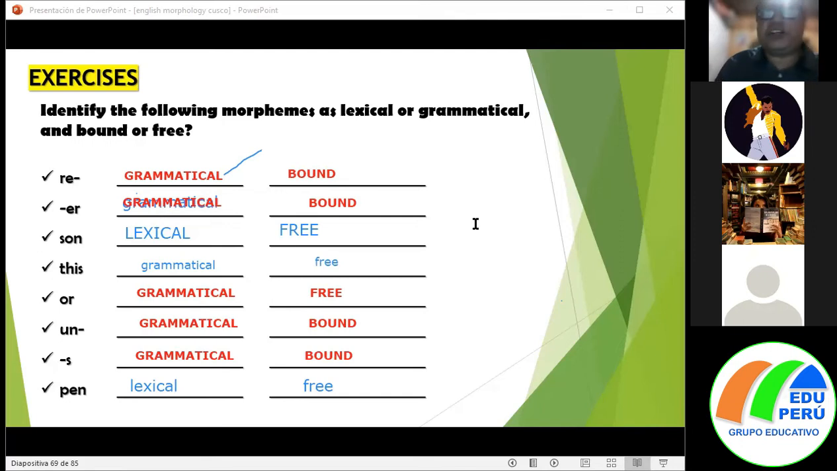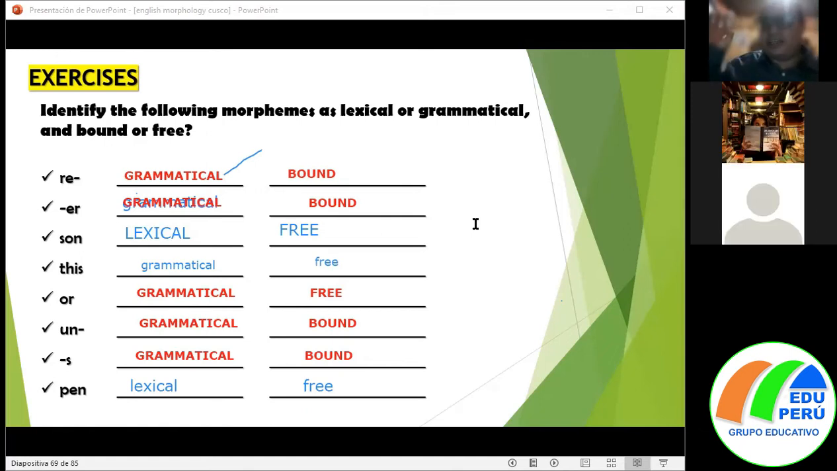So notice here these types of morphemes. We have grammatical and lexical because of their function, the meaning, the kind of information they are carrying, if it is a lexical meaning or a grammatical meaning or grammatical information. And the others are according to their appearance. If they can appear alone, they are free, or if they cannot appear alone and need other morphemes to appear, they are called bound. All right, very good. Thanks for your participation again.